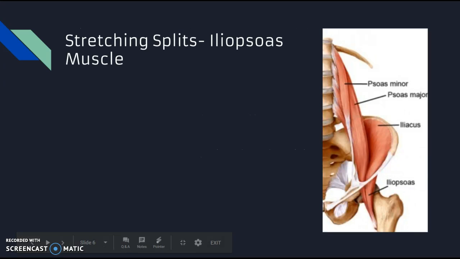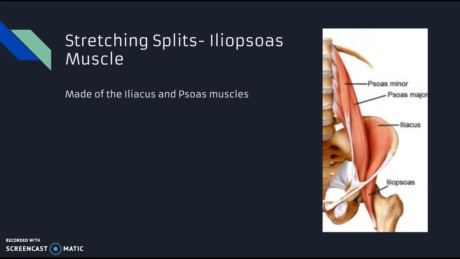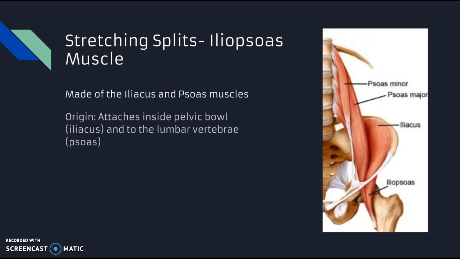Another muscle involved in stretching splits is the iliopsoas muscle. Technically, this muscle is made up of 2 different muscles, called the iliacus muscle and the psoas muscle, that are so similar in structure and function that they are sometimes considered to be one muscle. They combine to be one of the strongest hip flexors in the body. Each muscle has their own origin, but joined together with the same insertion.